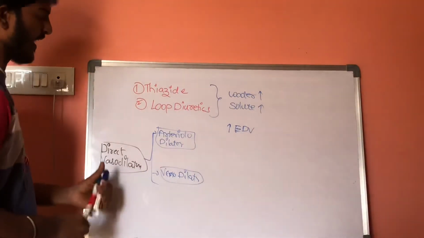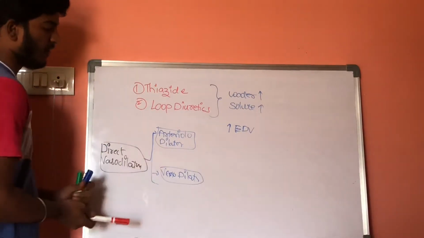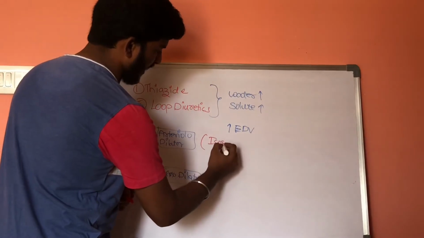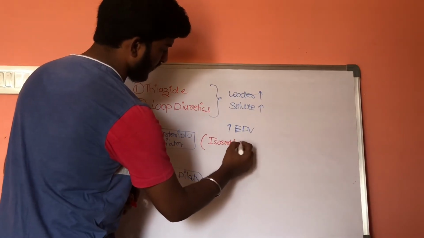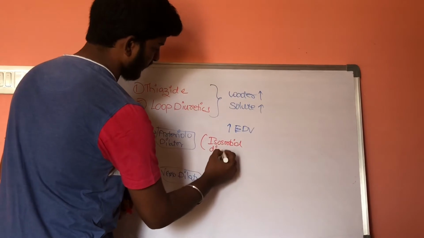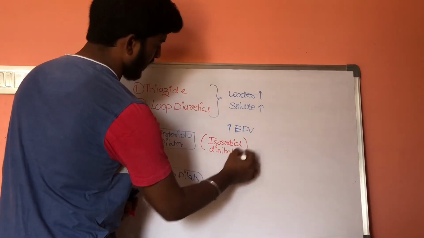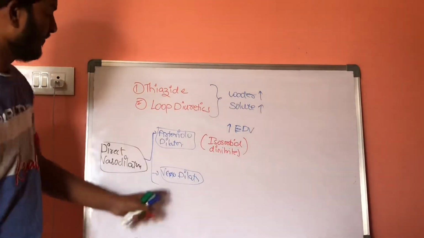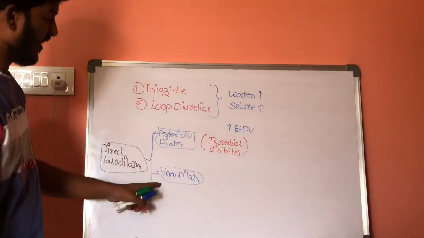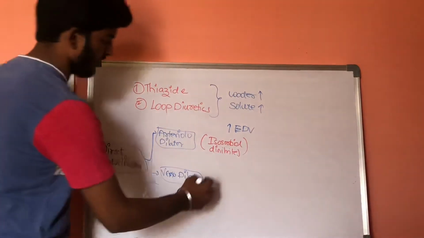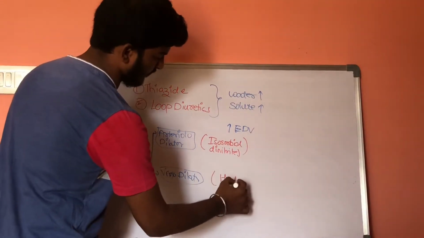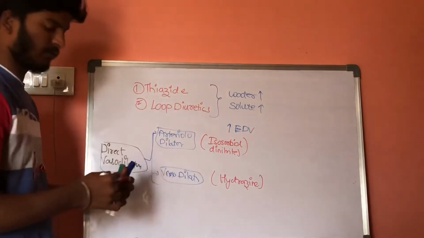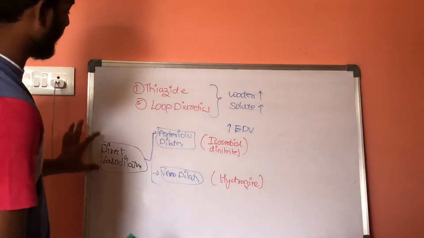Now, the tablet that is used as arteriolodilator is isosorbide dinitrate. Isosorbide dinitrate is a tablet which is used as arteriolodilator, and coming to the tablet used as venodilator is hydralazine. There are two types of tablets which can be used as direct vasodilators.